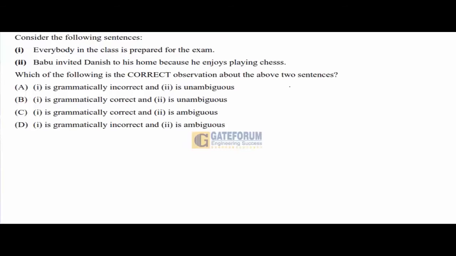Now I will say that this one is perfectly grammatically correct. Absolutely no problem regarding that. Now the second sentence. Babu has invited Danish to his home, meaning Babu's home, because he enjoys playing chess. Well, here he can be either Danish or else Babu.